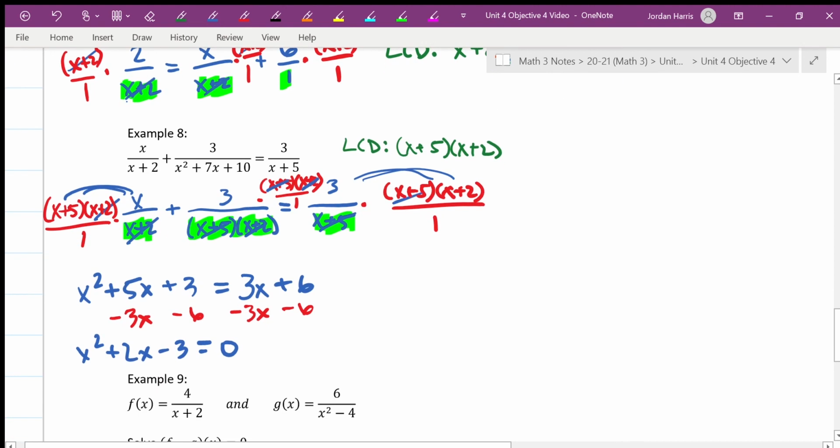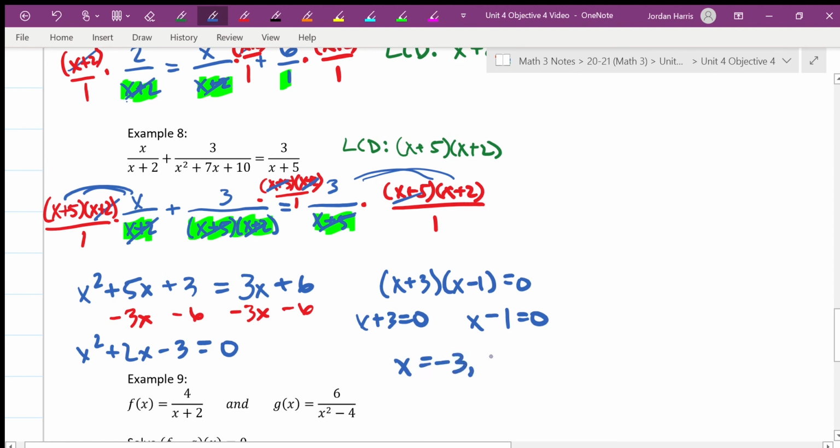Okay. To do this, we got to factor. So I get x plus 3, x minus 1. That's what it factors to. So x plus 3 equals 0, and x minus 1 equals 0. So x equals negative 3 and positive 1. Now then, check your factors.